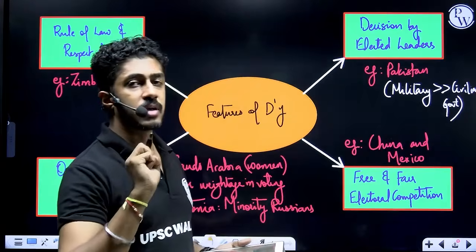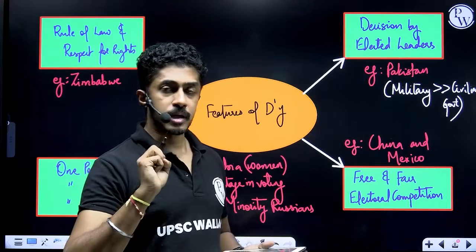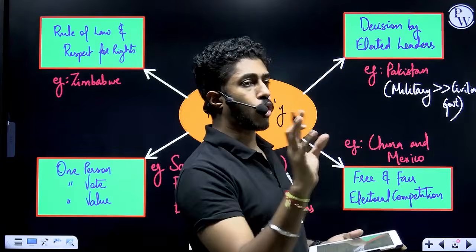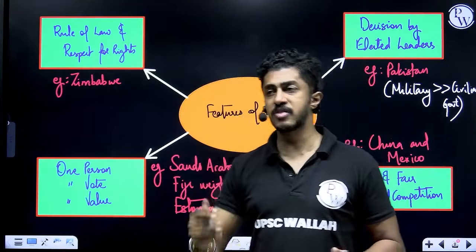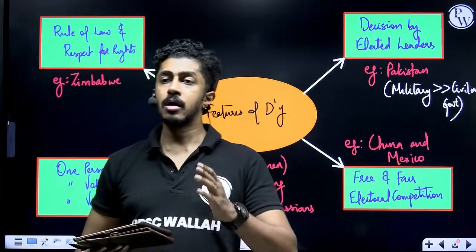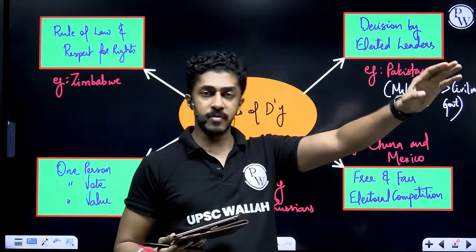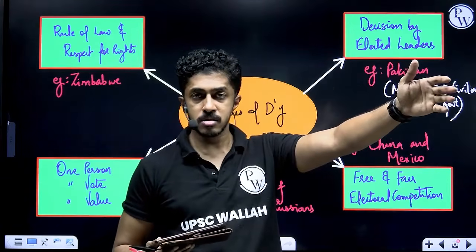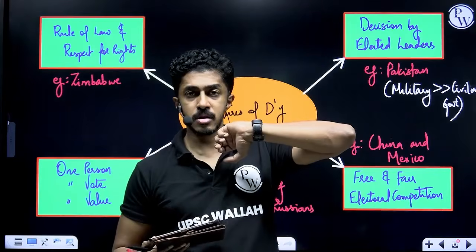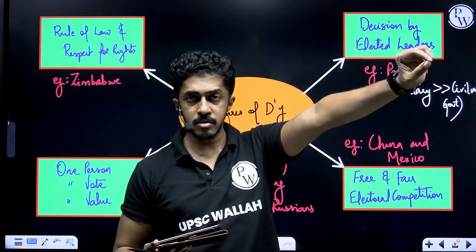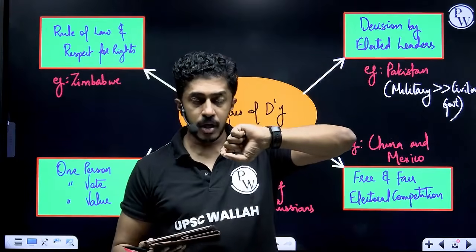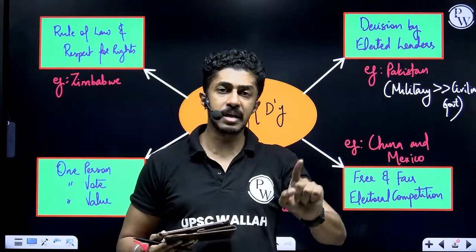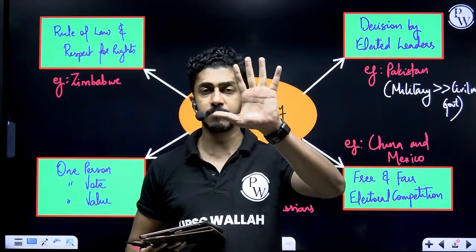Military controls the civilian government. Getting the point here. So you cannot call Pakistan a democracy. Another interesting fact about Pakistan is, in 1947 they got independence. We also got independence. But from 1947 to 2025, not a single elected government in Pakistan has completed 5 years.